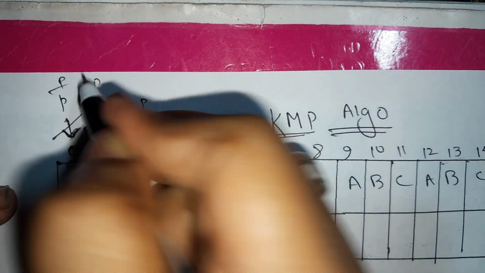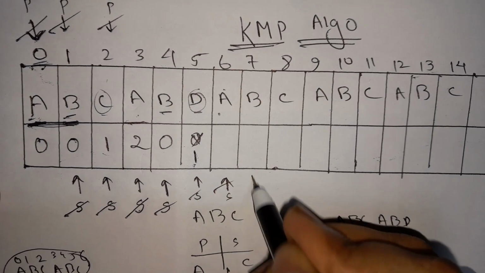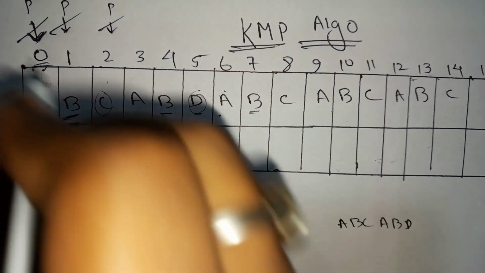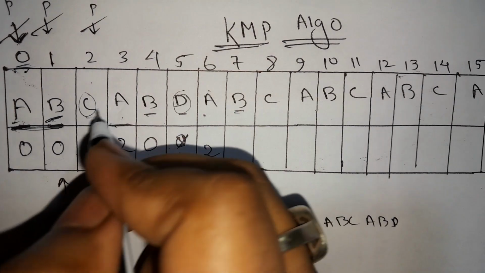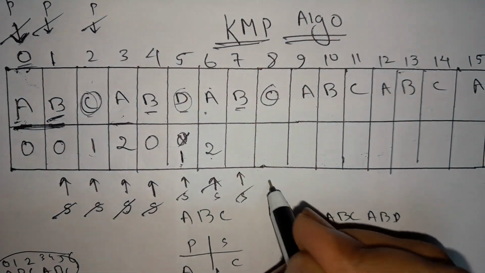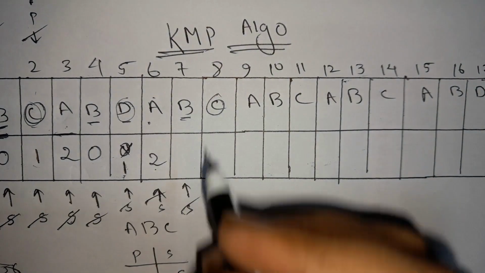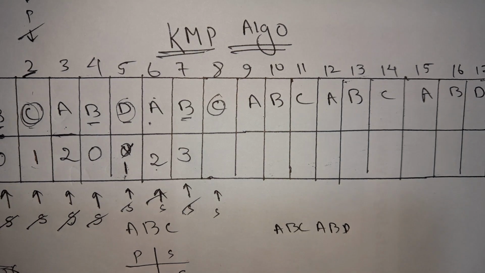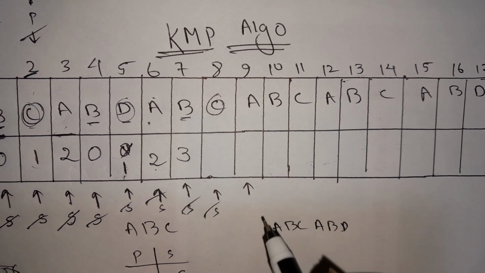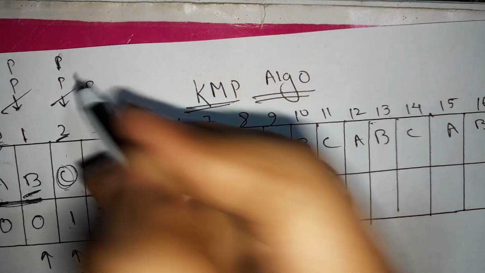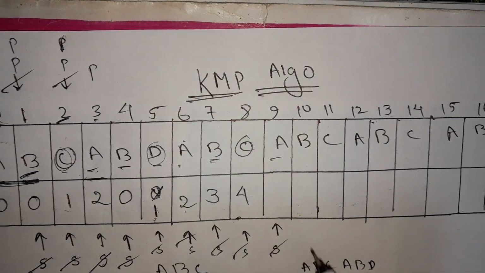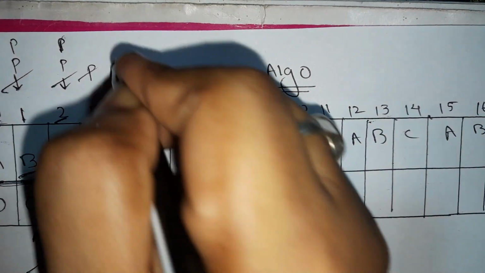So I have moved the prefix here and I have moved the suffix here. I have also checked that B and B are also matching, so I will make this index plus 1, which is 2. This C and C are also matching. Before that I have moved my prefix pointer. Prefix is here. C and C are also matching. So pointer 2 plus 1 is 3. Then I will move the suffix here and I will move the prefix here. A and A are also matching. It will become 4, 3 plus 1 is 4. I have moved the suffix here. I have moved the prefix here.